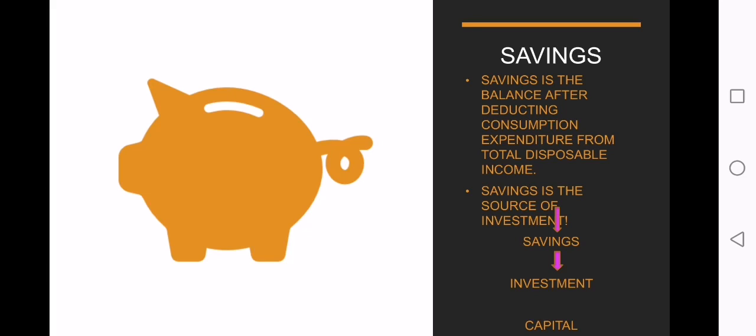Simple. Now savings is the source of investment. So first you have to save, then you invest, then you form capital. When you save, you invest. When you invest, you form capital. Simple.